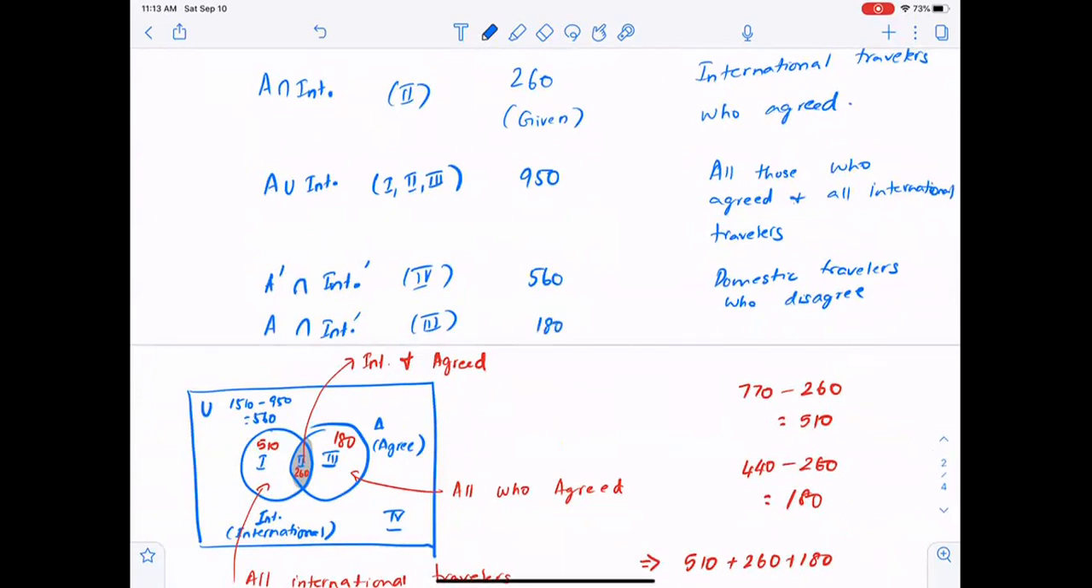So 180. What does A mean? A would mean people who agreed. Int complement would mean not international travelers, so domestic travelers, as the individuals are domestic travelers, and they agreed. It is and because we're doing intersection. So the last part, the meaning would be domestic travelers who agreed.